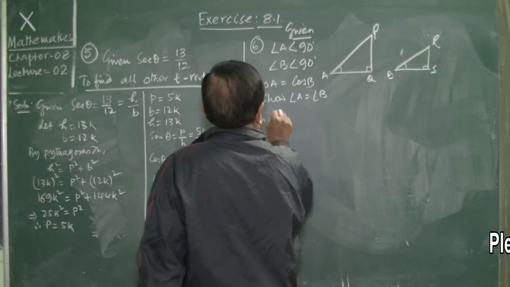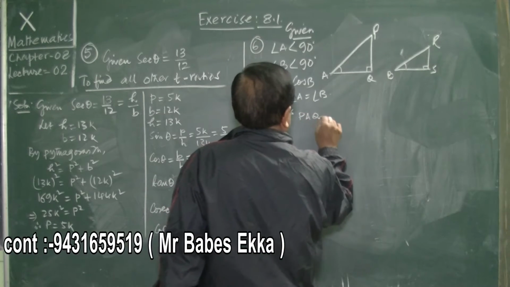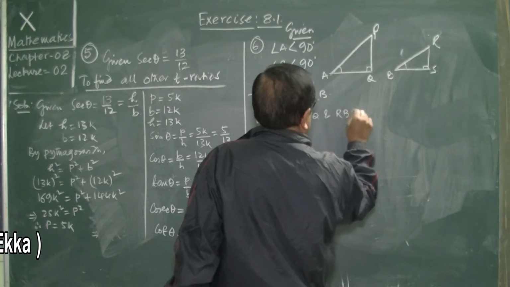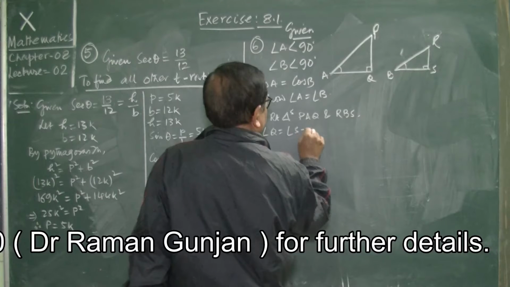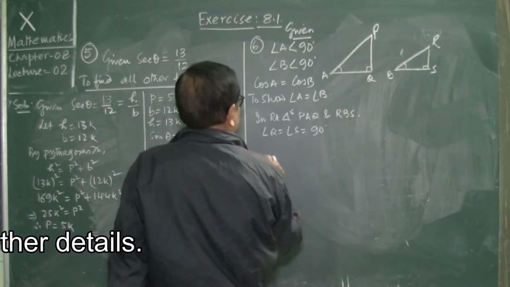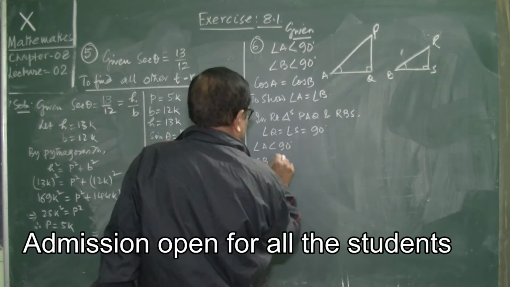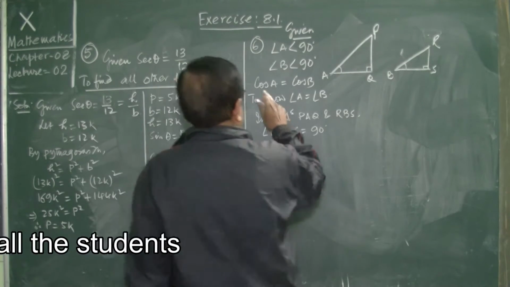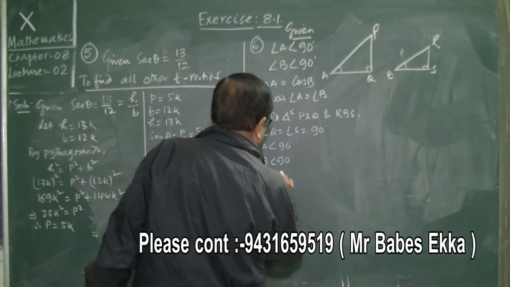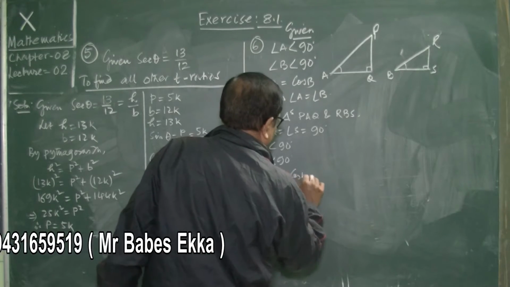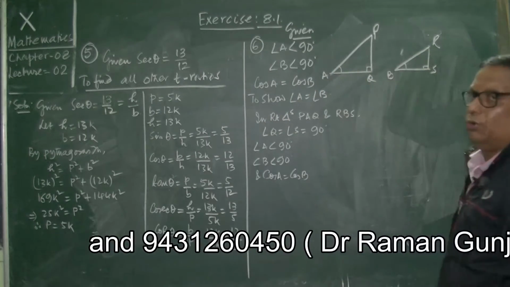So in right triangles PAQ and RBS, what are we having? Angle Q equals angle S equals 90 degrees, and angle A is acute and angle B is acute. Further, we are having cos A equals cos B. All these things are given. We have to show that angle A will be equal to angle B.